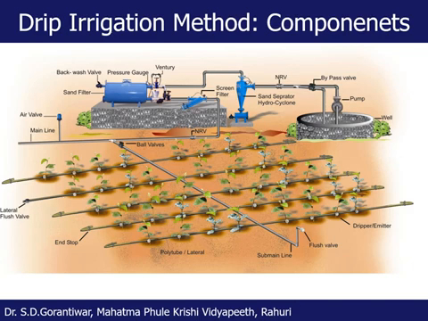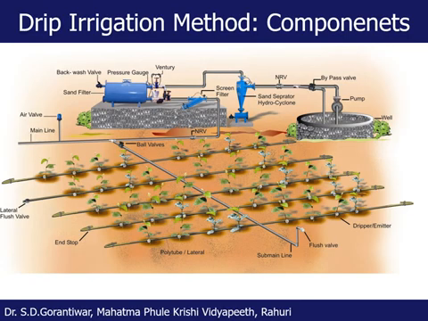So by chance if there are any clay particles and all those things, the primary filter will separate the clay particles from water, and thus what we call the impurity free water, along with the fertilizer, will now enter into the main pipeline, and from the main pipeline it will enter into the subunit. So again we repeat this portion.